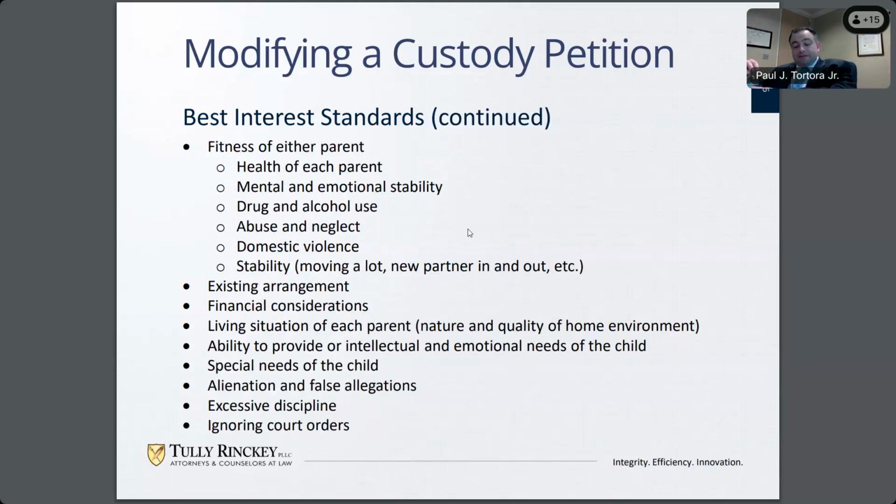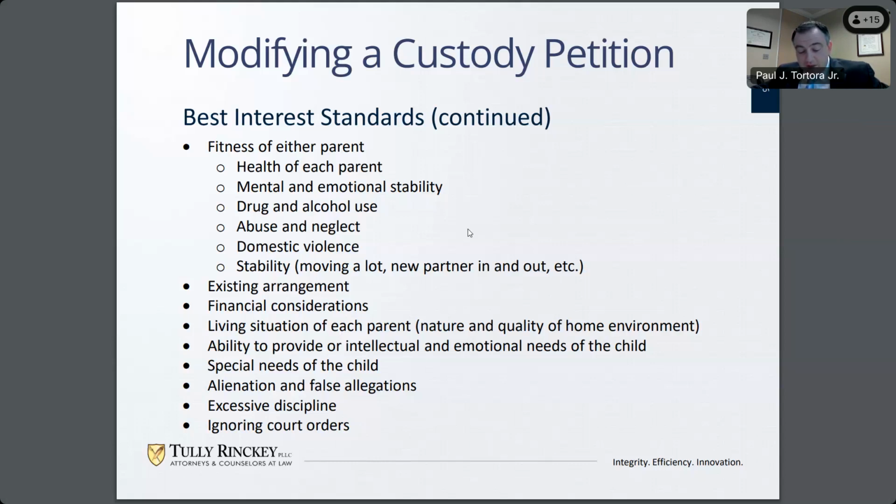Okay, the fitness of either parent. Health of either parent, basically what we're looking at there is, can the parent physically care for the child? Is there some sort of disability where, with a young child, they can't physically bathe and provide for the child? That could be taken into account. Mental and emotional stability. Are there any psychological issues? If there are, are they being properly treated? Are the recommendations of a psychologist or psychiatrist being followed? Have there been any recent hospitalizations?